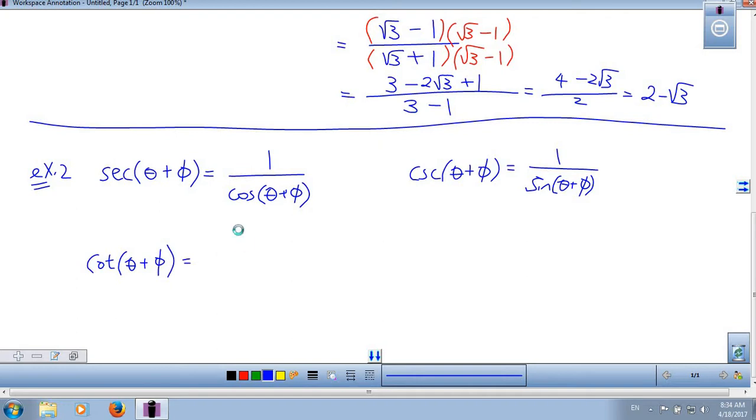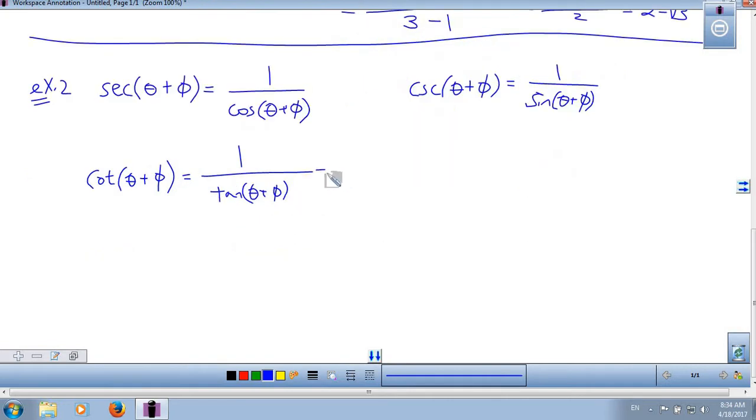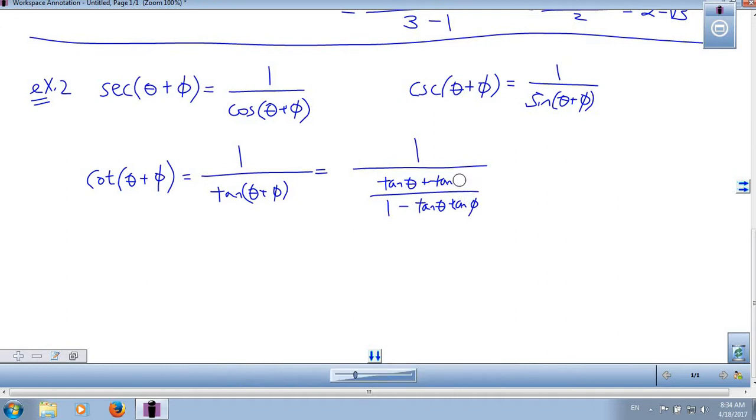Now, cotangent of theta plus phi is 1 over tangent of theta plus phi. Now, because tangent of theta plus phi is a rational expression, let's go ahead and work it out and see if we can simplify this. So this is tangent theta plus tangent phi divided by 1 minus tangent theta times tangent phi, okay? Now let's see if we can convert this to everything in terms of cotangent, because we have cotangent of theta plus phi, so we want our formula to be in cotangent as well. So how do we do that?